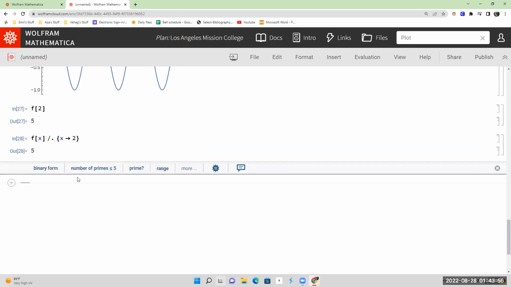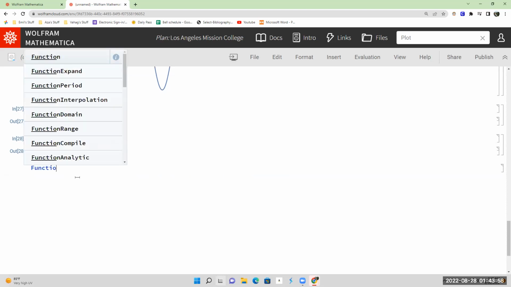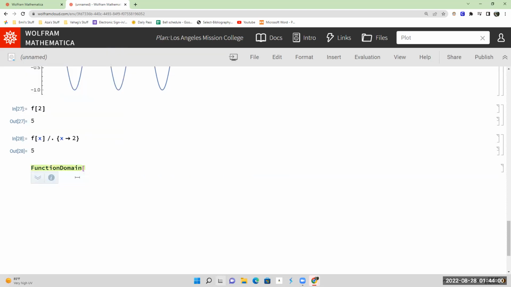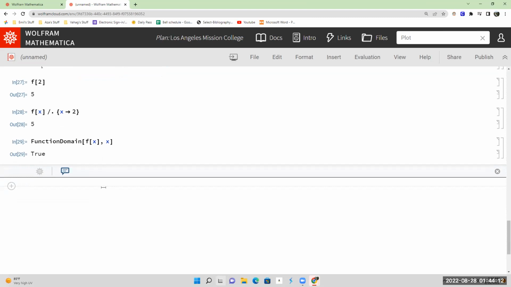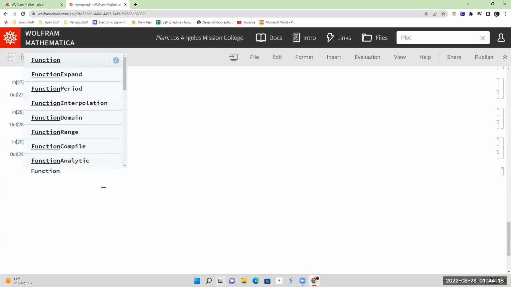And we could ask for the function domain with respect to x, of course. So in this case, this means that the function is defined for all real numbers. We can ask for the function range.